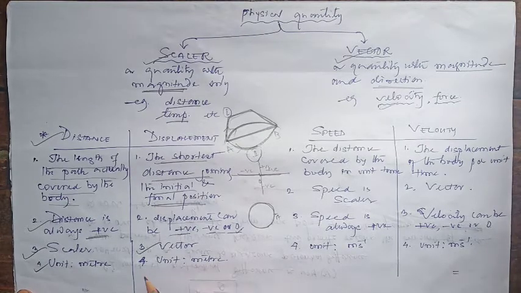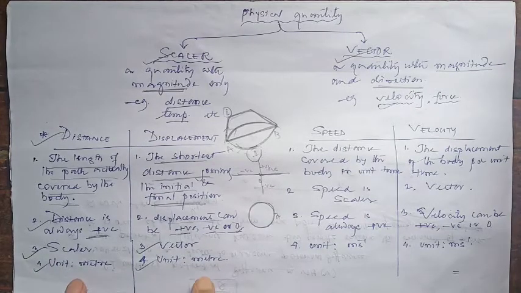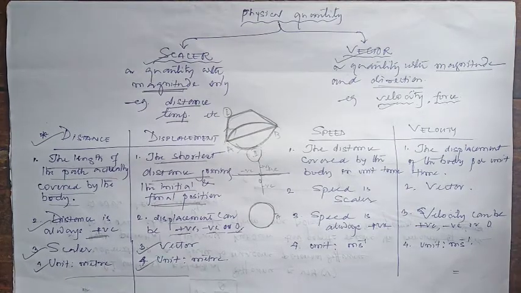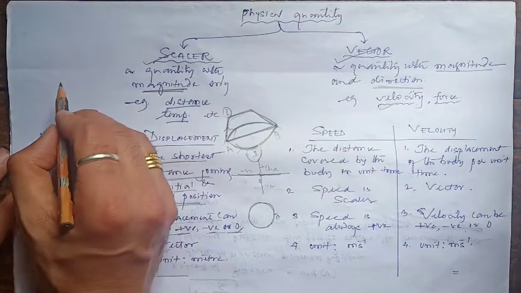Distance is measured in meters and displacement is also measured in meters. So the SI unit of measurement of distance and displacement is the same. It's the meter. So that's all about distance and displacement. Let's take one more example to understand distance and displacement.